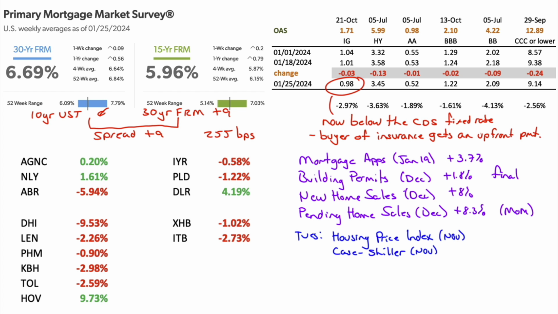Mortgage rates gave back 9 basis points, 6.69 on a 30-year. The Treasury didn't move Thursday over Thursday, so the spread increased by the full amount, 255. Mortgage REITs did fairly well, Agency and Annaly, and ABR, no respect.